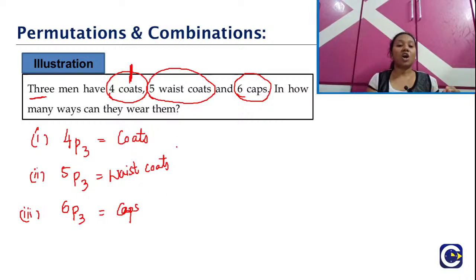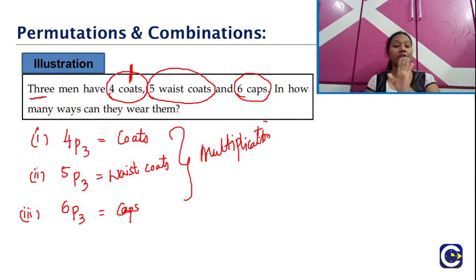Right, which means all these 3 experiments will be performed simultaneously. Which means he'll be wearing coat, waistcoat as well as cap all together. So when we have all the 3 experiments performing simultaneously, what will be the fundamental principle of counting which will be applicable here? Which is nothing but multiplication principle.